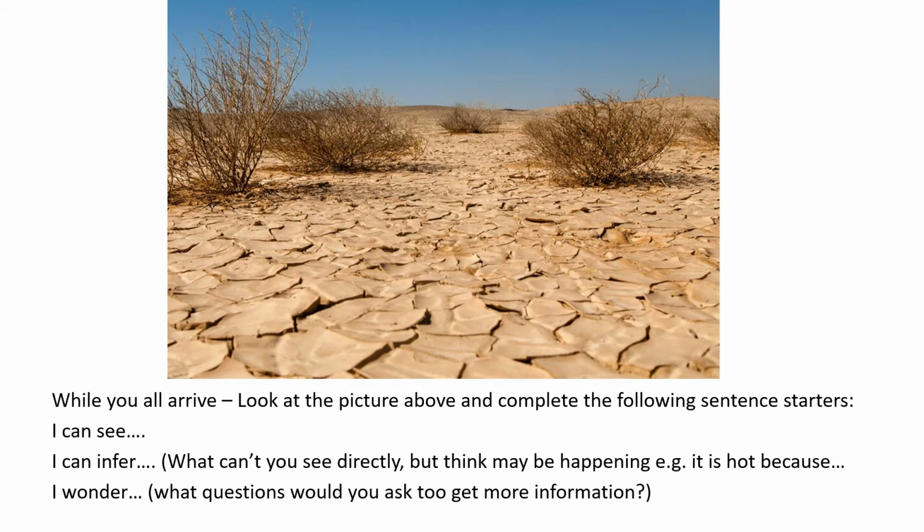You can infer. These are the things that you can't see directly, but you think might be happening. Okay, I think it's going to be really hot because the bushes don't have any leaves on them and they look scorched. I think it's hot because there are cracks in the ground, and I think that the soil has kind of shrunk in the heat of the day.